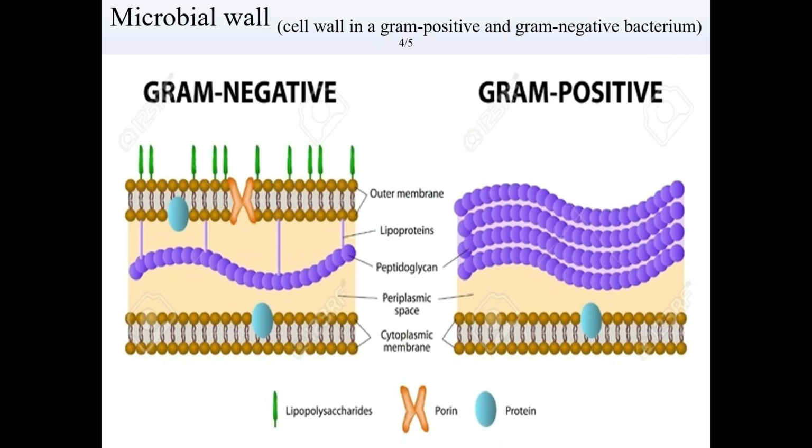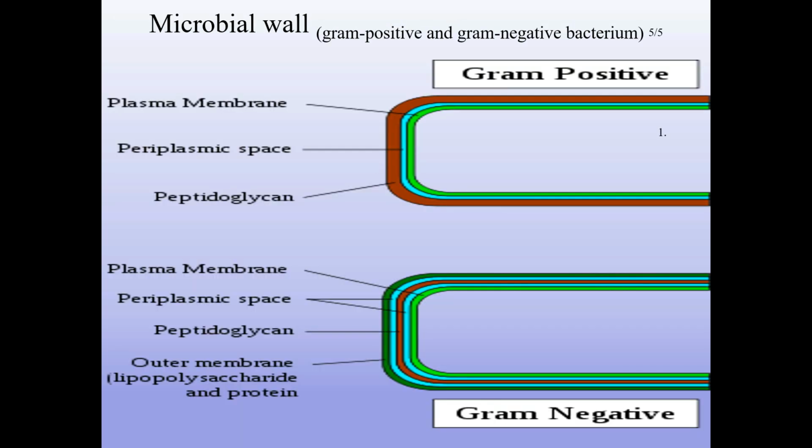In here, cell wall in gram-positive and gram-negative bacterium. And in here, one more slide about gram-positive and gram-negative bacterium. The main difference between gram-positive and gram-negative bacterium is that gram-negative ones have an outer membrane, lipopolysaccharide and protein.